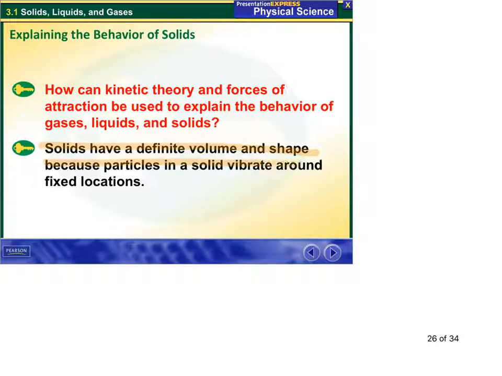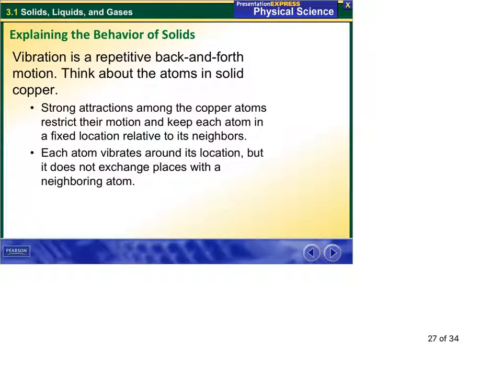Solids have a definite volume and shape because the particles in a solid vibrate around fixed locations. So in a solid, particles are not moving much. They do not have nearly as much kinetic energy. So the forces of attraction hold them pretty rigidly in place. Vibration is a repetitive back and forth motion. Strong attractions restrict their motion and keep them in place.